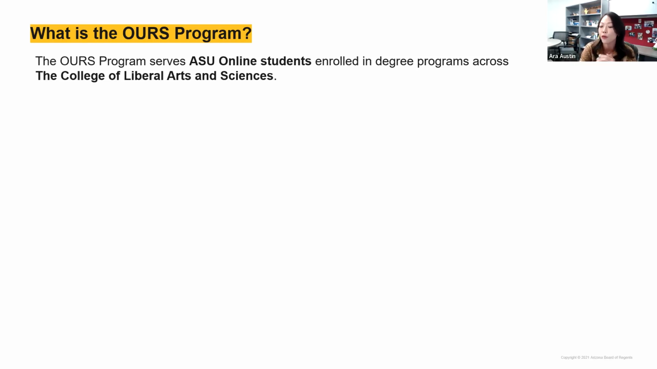If you're wondering whether your degree program falls within the college, go to My ASU on the front page when you log in. Your degree program information is usually in the box on the right side. When you click on your degree information, it tells you which college your degree program is housed in. That's how you figure out which college your program belongs to.